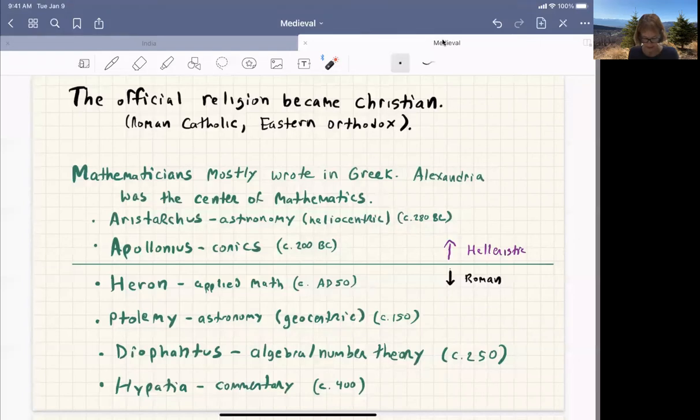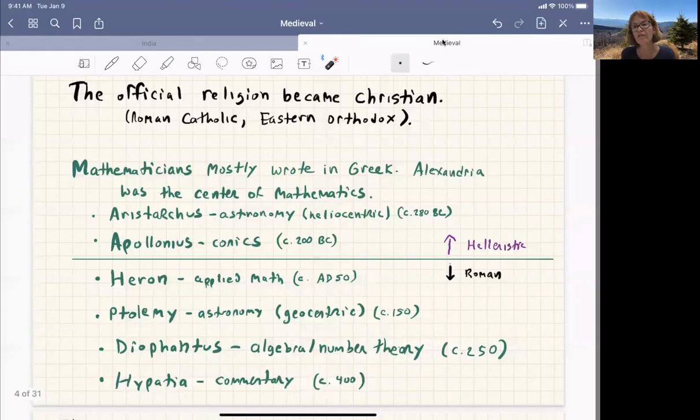So, for example, that includes Aristarchus, who wrote about astronomy and a heliocentric view of the universe, with the sun at the center. Apollonius wrote on conics, 200 BCE. So this is all during the Hellenistic period.